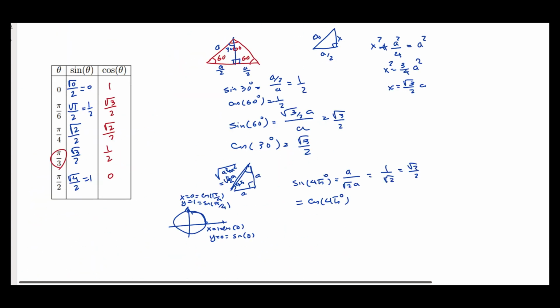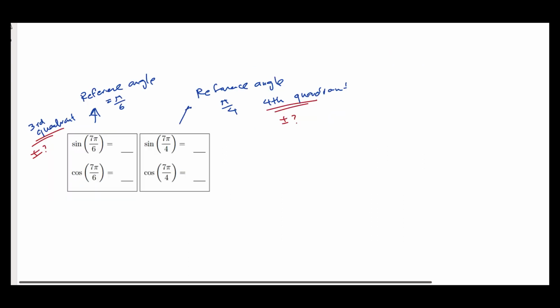And the reference table says if it's π/6, sine is going to be 1/2, cosine is going to be square root of 3/2. And if it's π/4, both of them are going to be square root of 2/2. According to the table, I know the absolute value is this. I just have to find the sign. And over here, I get a 1/2, and I get square root of 3/2.